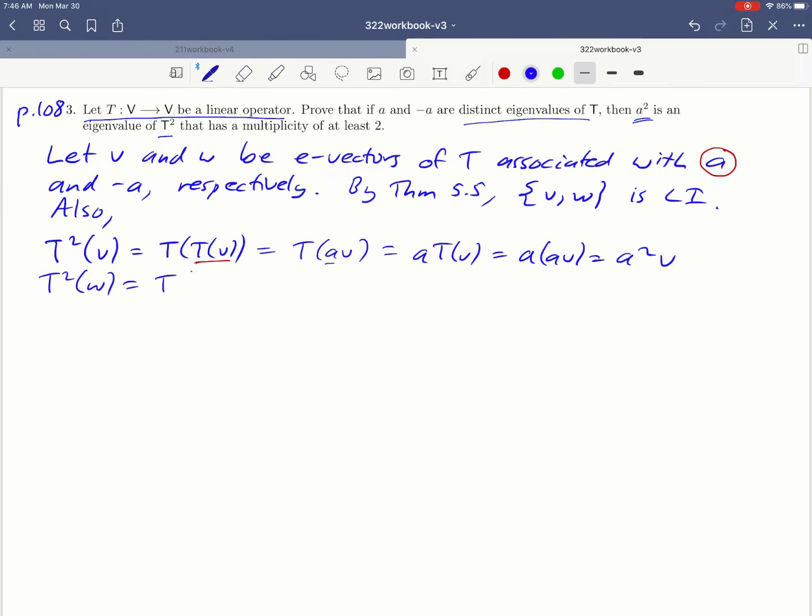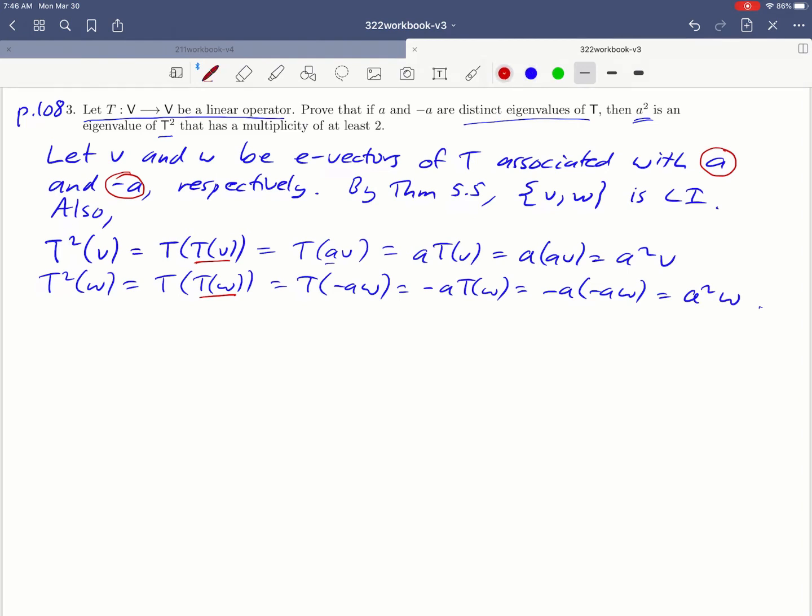There's one calculation. Let's do a similar calculation for w. This is going to break down very much the same way. We're going to get T of T of w, and we can ask the question again, what is T of w equal to? Well, w was an eigenvector of T, but it had an eigenvalue of negative a, which means that T of w is negative a times w. So we can pull the negative a out this time. We come back to T of w, which we just said was negative a times w. And notice, when you do that multiplication, you get a squared times w.